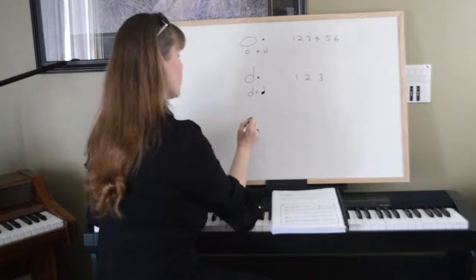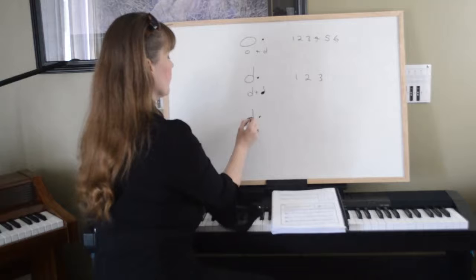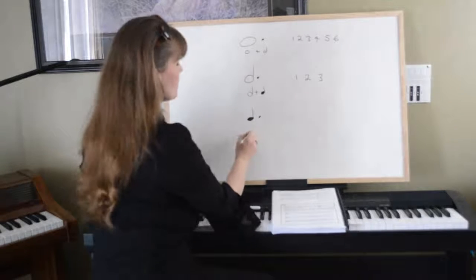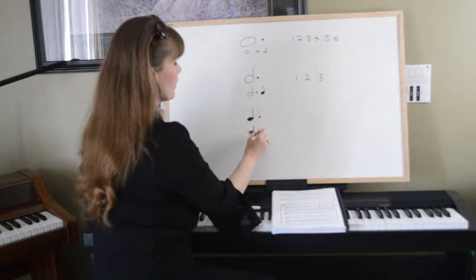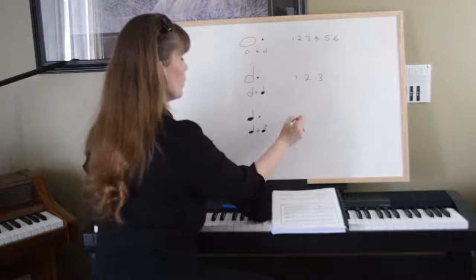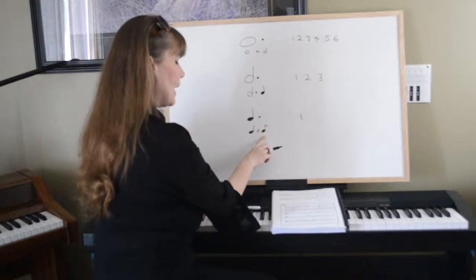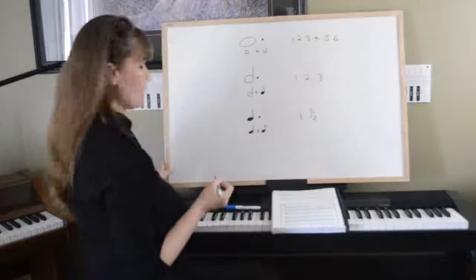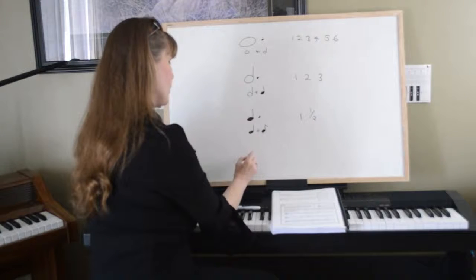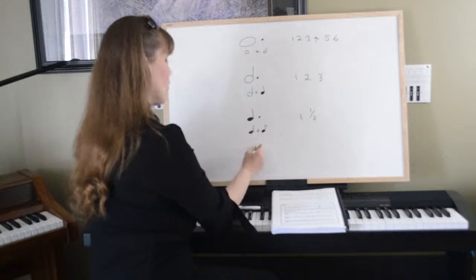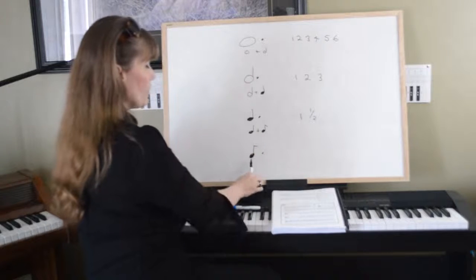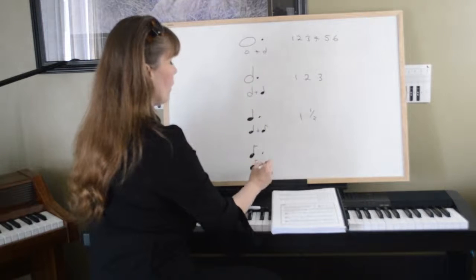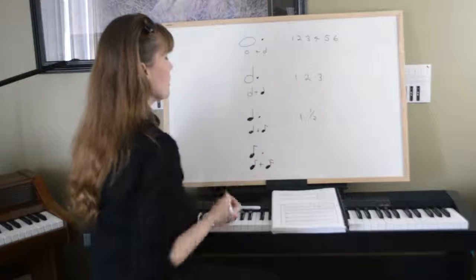Let's look at a dotted quarter note. So half of a quarter is an eighth. So this is like writing a quarter plus an eighth note. And quarter notes are worth 1 count, and the eighth note is only worth a half a count, so it's like 1.5 counts. And then we can even take this farther and do a dotted eighth note, and half of an eighth is a 16th, so it's like writing an eighth plus a 16th.